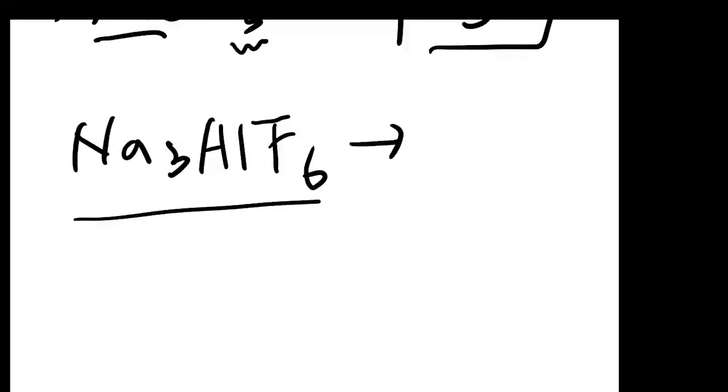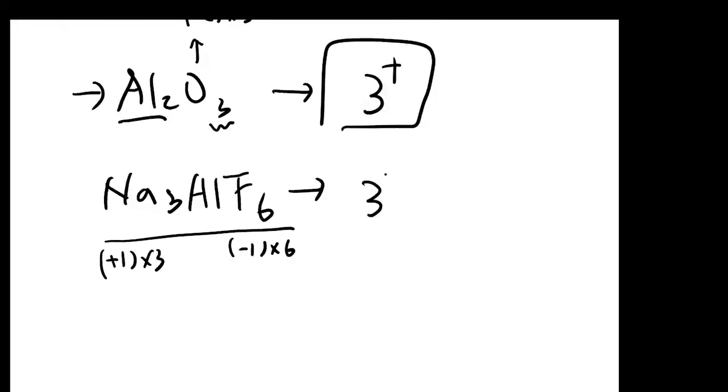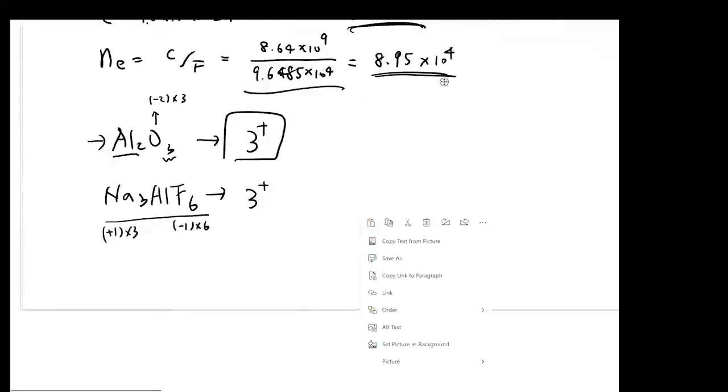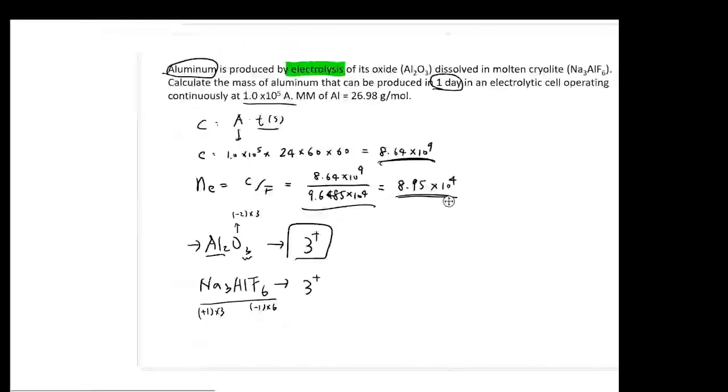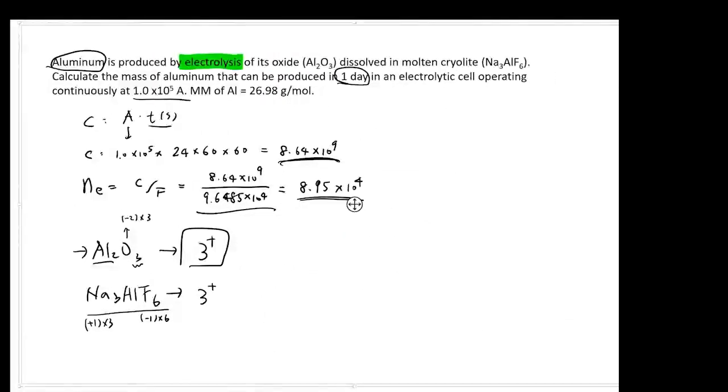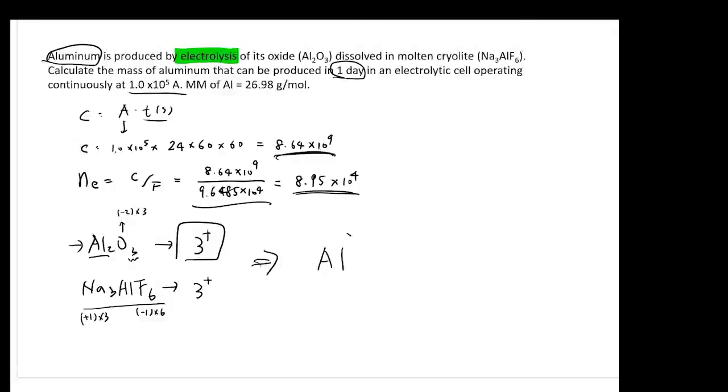Similar things here. Your F is -1, and you have 6 of them. Sodium is always +1, and you have 3 of them. Therefore, here your aluminum is also 3+. Even though here you have multiple species, the ionic form of aluminum in this question is always 3+. So it has to be aluminum 3+ gaining 3 electrons to give you solid aluminum.